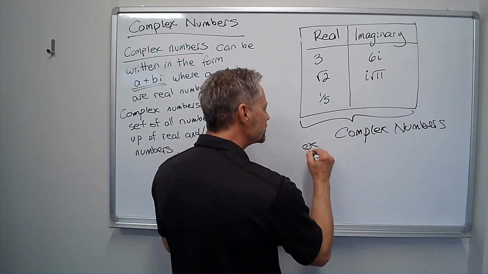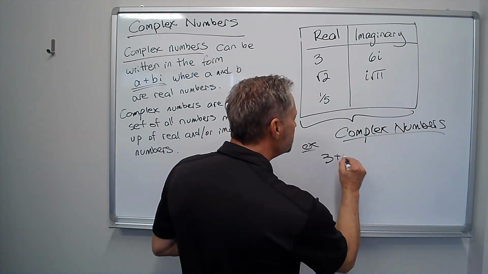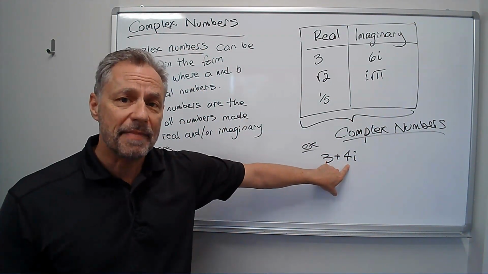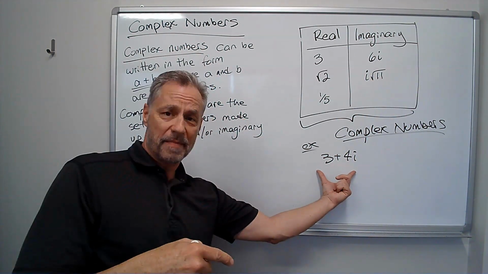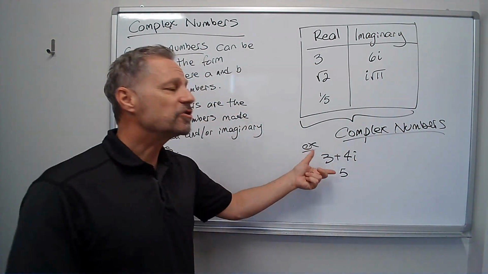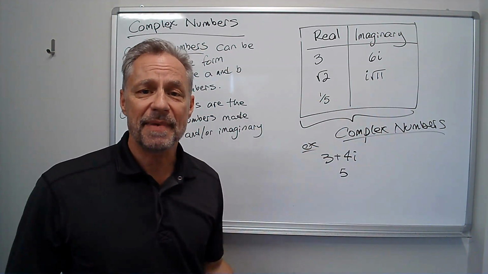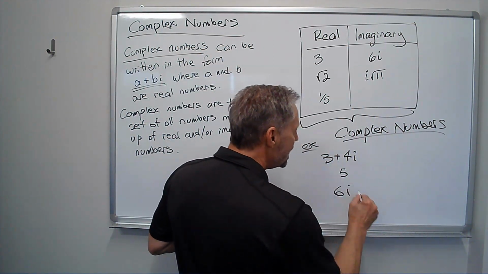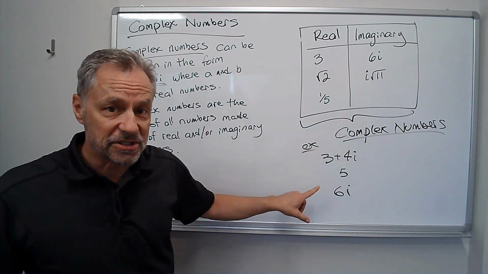So examples of complex numbers would be 3 plus 4i. That's a complex number. This is going to be the real part. That's going to be the imaginary part. Now, this one has the form a plus bi, but a real number, 5, that's also a complex number. It just happens to have 0i as the imaginary part. There's no imaginary part. Or 6i, that's also a complex number. It's just imaginary, but it's complex also.